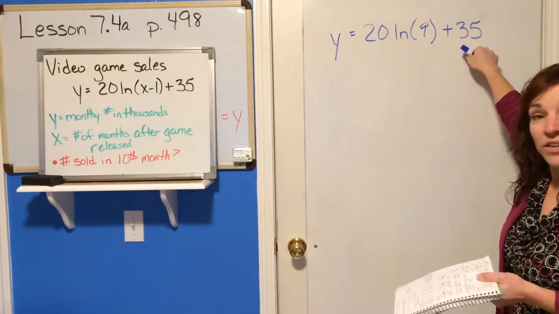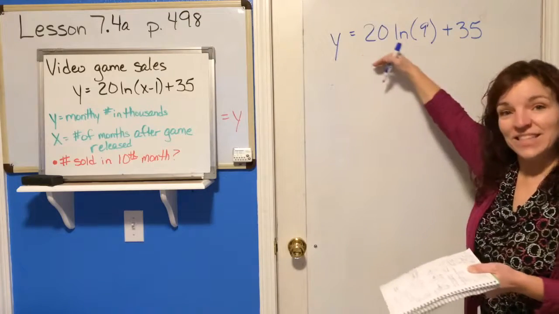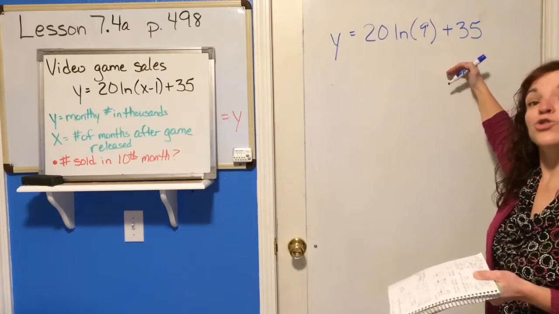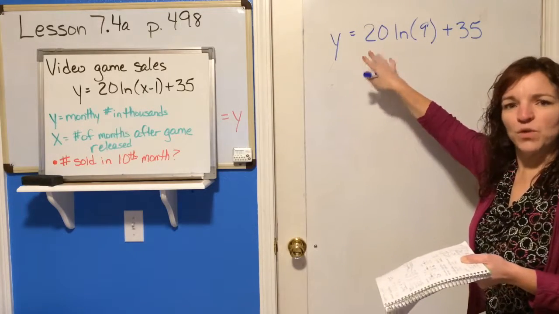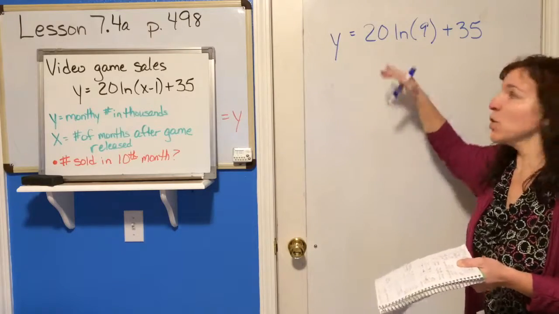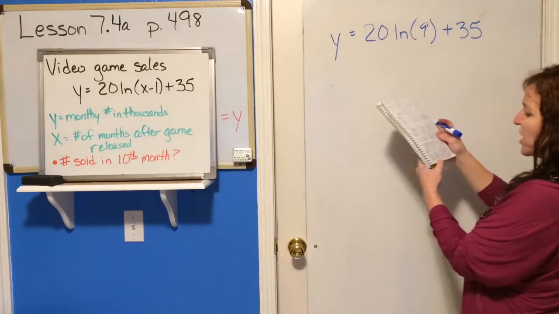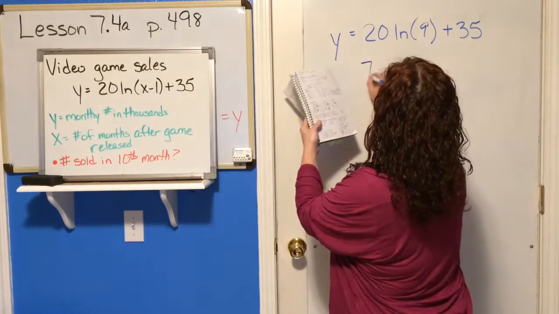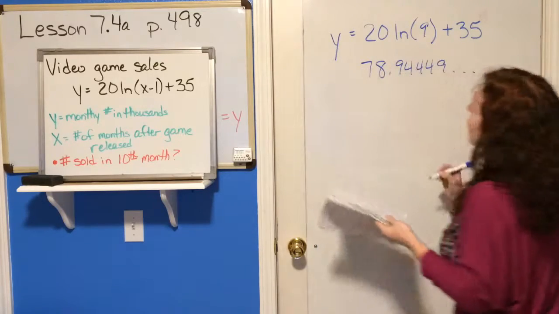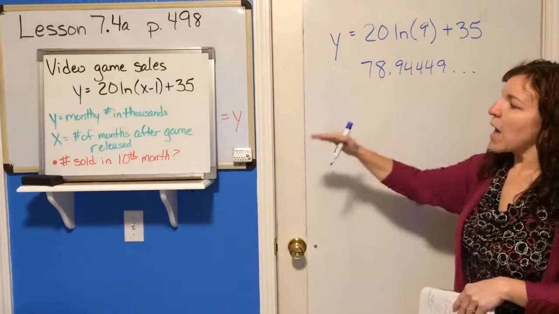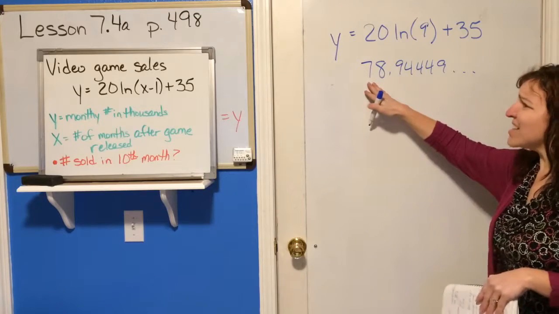Now, if you've got a graphing calculator or a scientific calculator, you can actually press in these buttons in this exact order, and your scientific calculator should do the order of operations for you. But I think that most of you have just your handheld devices, and so you can use those for a calculator in this case. Once you do that, you should end up with the number 78.94449 and other numbers. So what we want to know is how many video games did we sell in the 10th month? Did we sell 78 games?